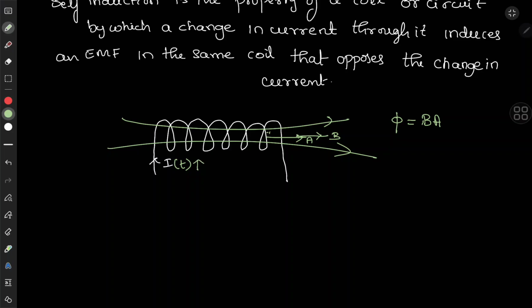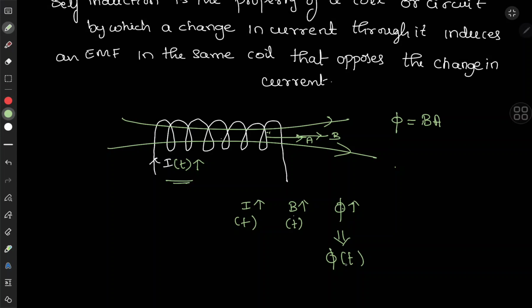If the current is increasing, definitely the magnetic field produced in this coil also increases. When the magnetic field increases, definitely the flux which is linking to this coil will also increase. That means the flux becomes a function of time, because the current is varying as a function of time. Now the magnetic field is varying as a function of time, and definitely the flux is also varying with respect to time.